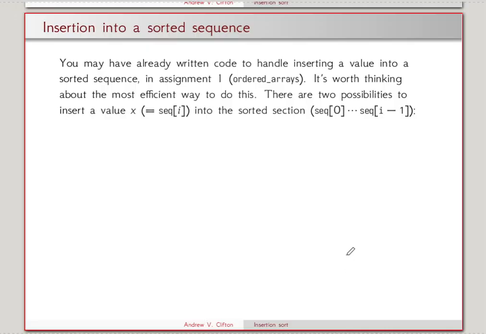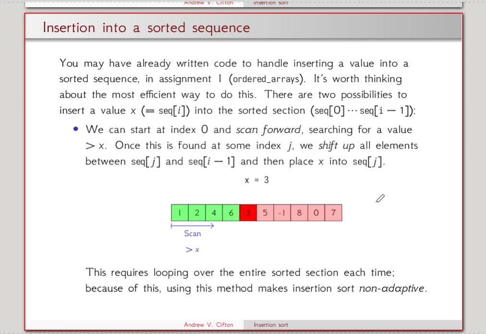You might have already written the code to do the insert in assignment 1, in the ordered array stuff. But it's worth thinking about the most efficient way to do this. There are two possibilities. We want to insert a value x into the sorted section, which is sequence 0 through I-1. One option would be to do 2 loops.